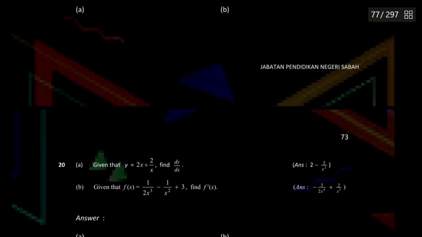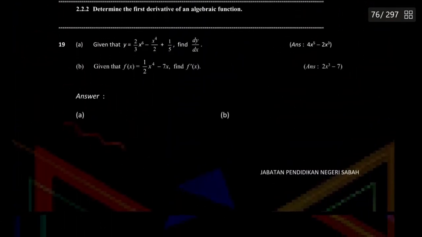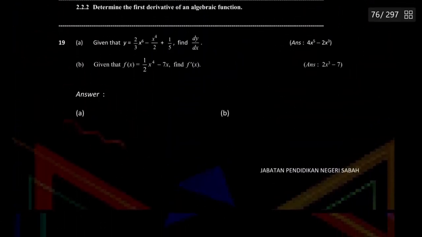All right. Let's look at maybe this question. The simple ones first. Finding the first derivative, you don't have to use any rule yet, like chain rule or anything like that. So make sure you all score the first derivative in the exam. Like the first one here, y equals 2 over 3 x power of 6 minus x power of 4 over 2 plus 1 over 5.